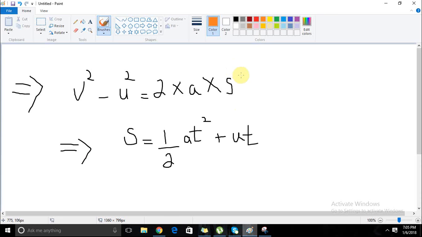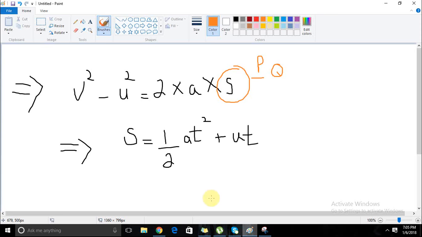So the displacement would be the distance between P and Q, right? Let's just represent it by PQ, and the acceleration would basically be, what is acceleration to you? It is the change in the speed per unit time.